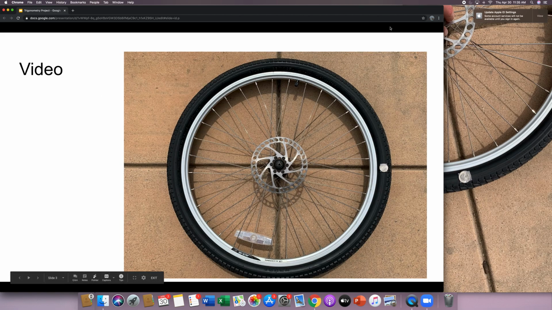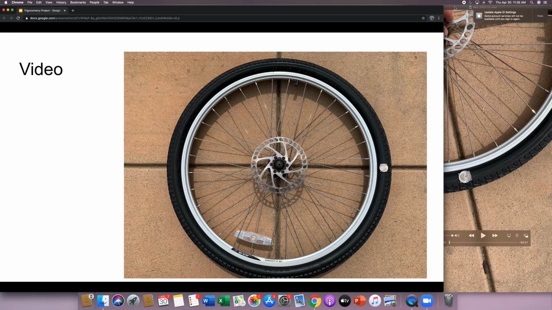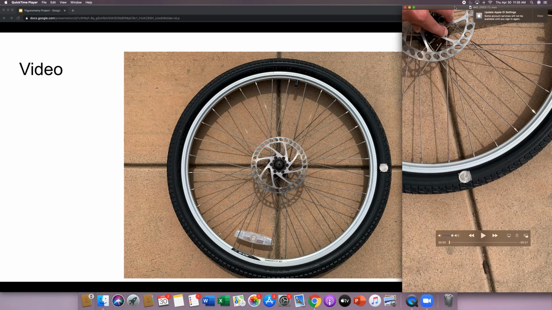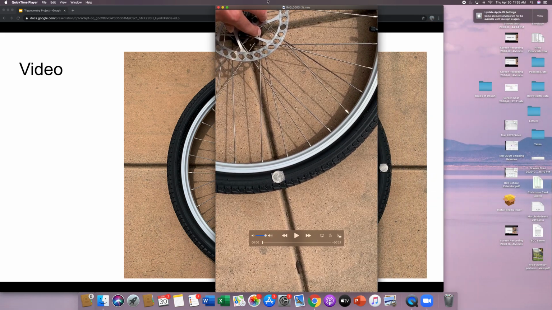Here's a picture of the wheel I used with the coin taped to it to follow along when it made its cycles.